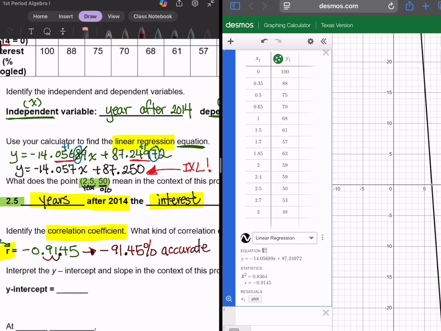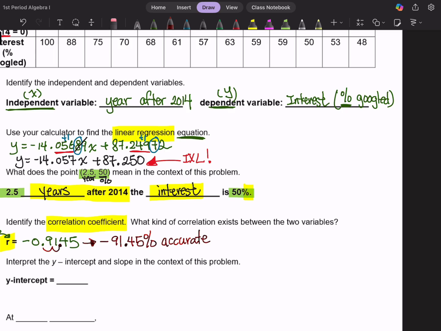So what exactly does that mean? That means that it's going to tell me 2 things. One is going to tell me how accurate it is. Is it 91.45% accurate? That means that it's actually really good. This is really strong. Think about it like a test. If you have a 91% on a test, you have a strong test. So for sure, this is strong.